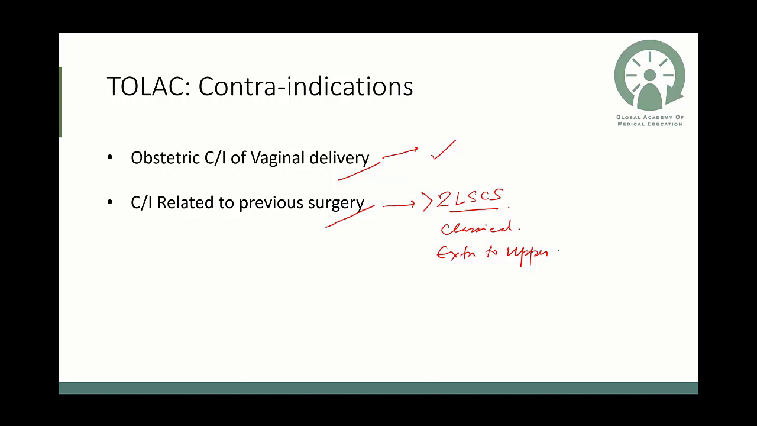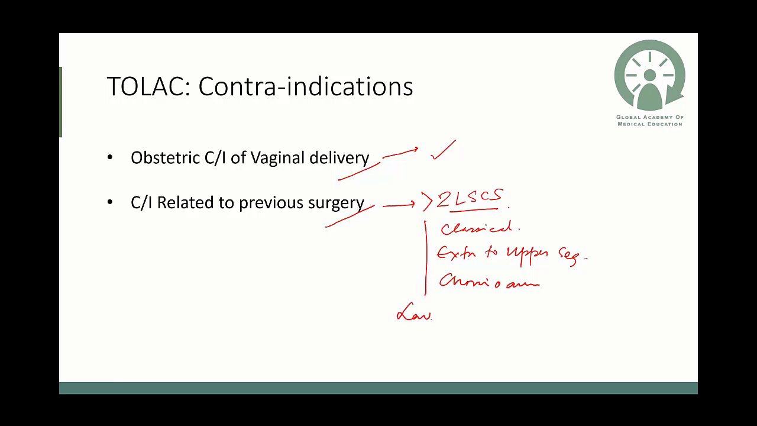If there was angle extension to the upper segment, if there is colporrhexis, like angle extension below, reaching the vagina, or if there is a history of chorioamnionitis, because of the infection, the wound may not have healed to a wound strength that would allow vaginal delivery without rupture. So, history of chorioamnionitis. These are the contraindications related to the previous surgery.